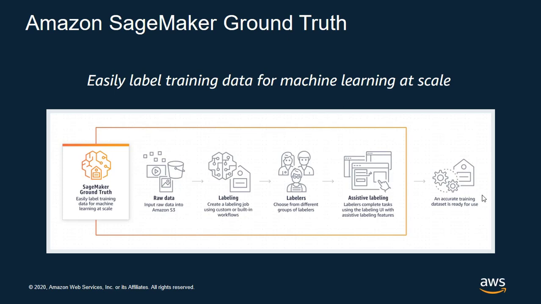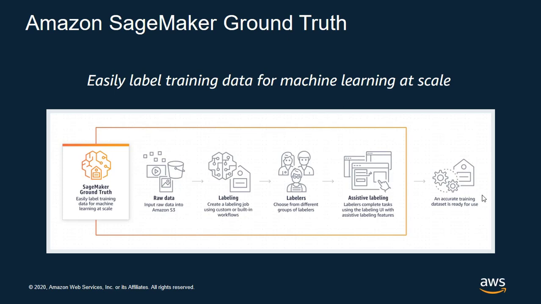SageMaker Ground Truth is essentially a service that helps you easily label training data for machine learning at scale. Basically, you will be able to create labeling jobs where you point to data that is in your S3, you define a labeling task, and you specify a set of labelers. And we'll discuss this further down the line. But you have multiple choices for which labelers you choose. You can choose your own workers, you can use one of our third-party vendors, etc.